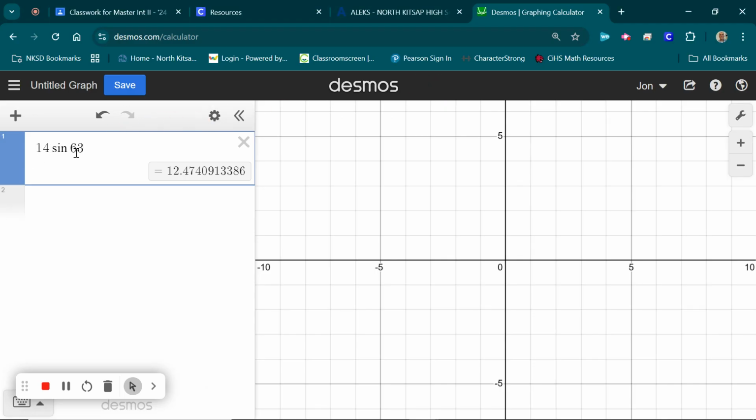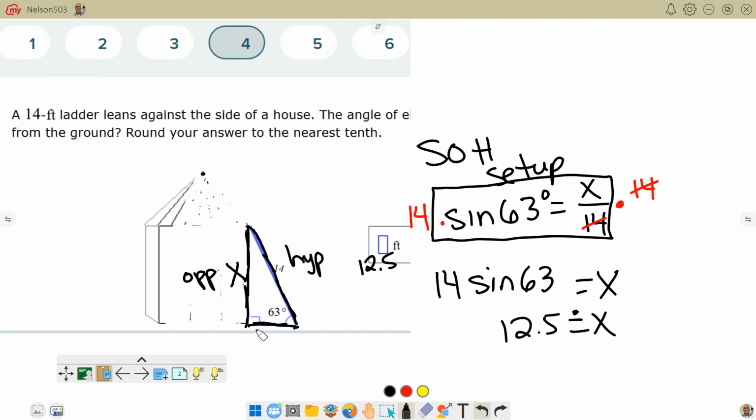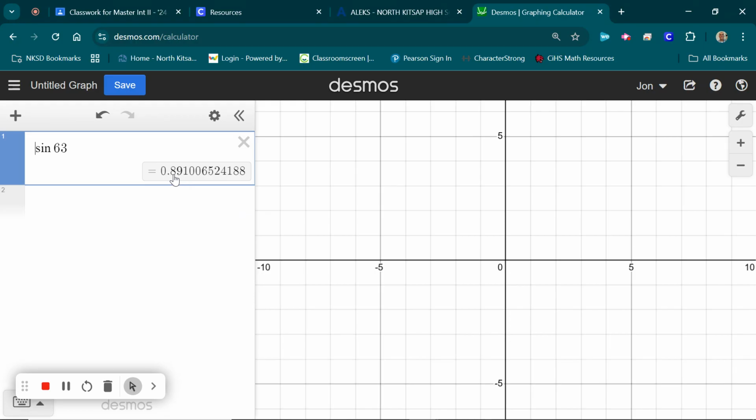Sine of 63, what the heck is the sine of 63? It's about 0.89 something. So what we're saying is, if we had a 63-degree angle, like we had in this drawing, the opposite leg to the hypotenuse is in a ratio that would be equivalent to 0.89 something. So don't you think there would be a way to go the other way? Like if we told the calculator, hey, the ratio of the opposite leg to the hypotenuse was 0.89 something, tell me what the angle is.